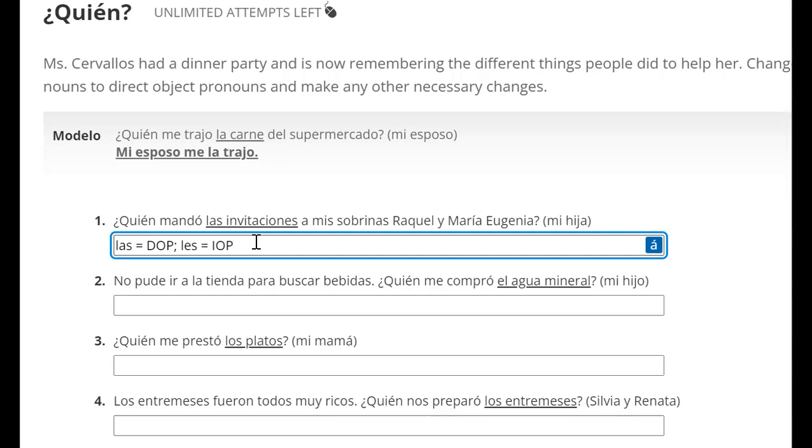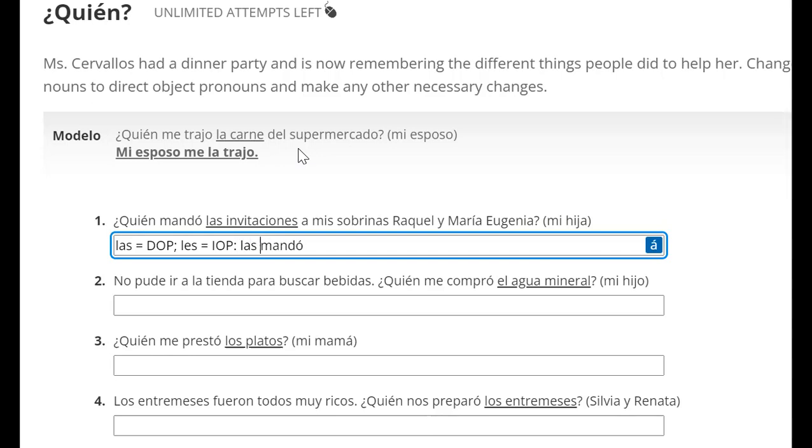And next step, we have to figure out where to place them. And in this sentence, we only have a conjugated verb. There's no infinitive, there's no present participle. So the only option we have is to put it before the conjugated verb. So mandó is our conjugated verb. We know that we have to put the object pronouns before mandó. So we've got les and las, and they're going to go directly before the verb.